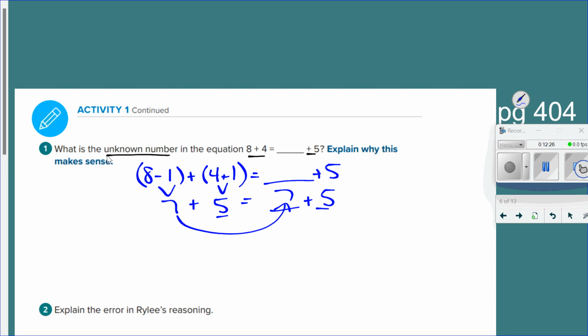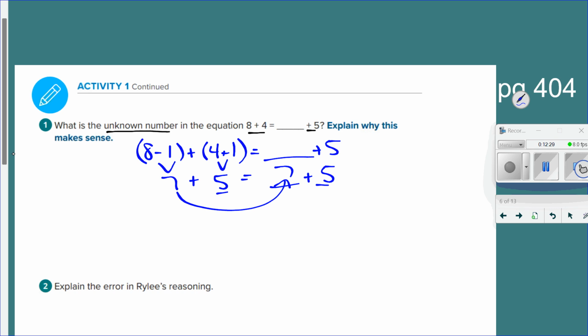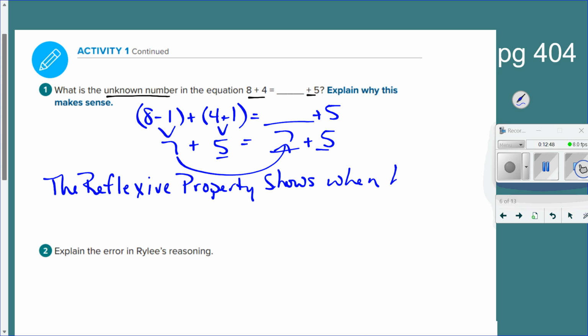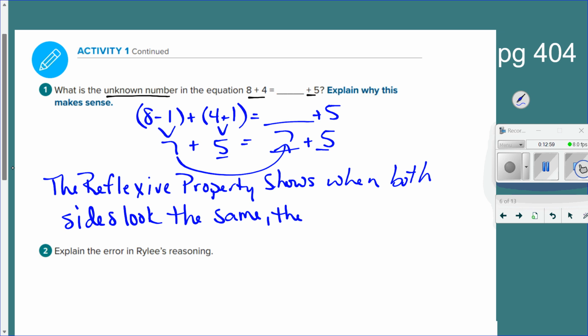So why does this make sense? What did we just teach you? What was the new vocab we gave you? Reflexive property of equality. Okay. So the reflexive property of equality shows when both sides look the same, they are equal. So all we did was rearrange the numbers to make both sides look the same.